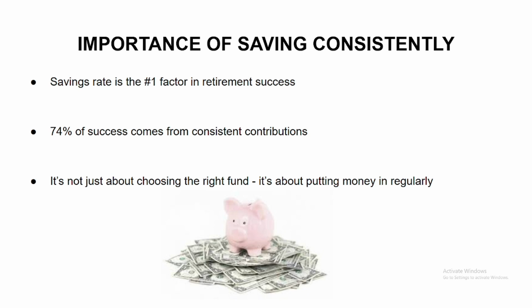The importance of saving consistently. The savings rate is the number one factor in retirement success. 74% of retirement success comes from consistent contributions. It's not just about choosing the right fund, it's about putting money in regularly.